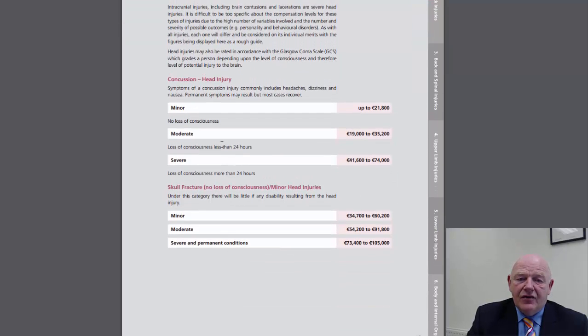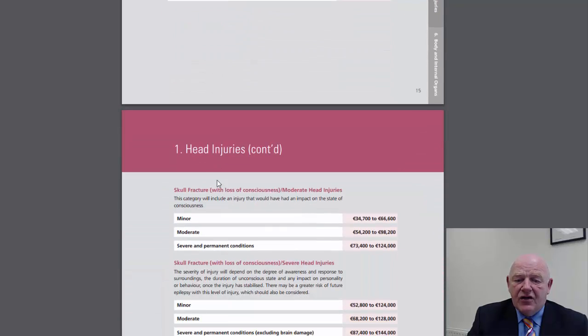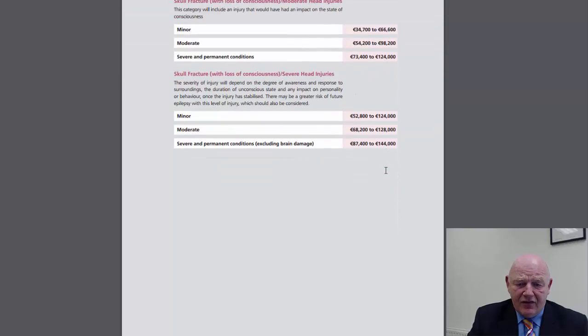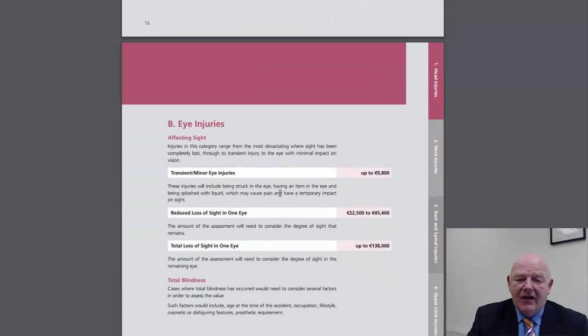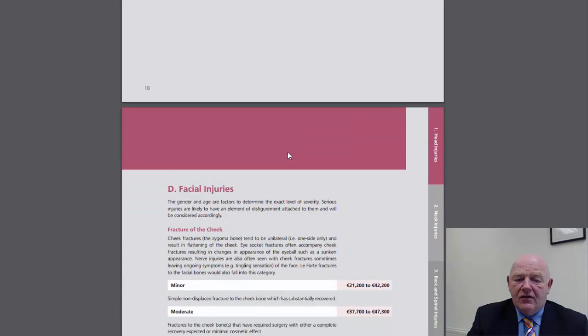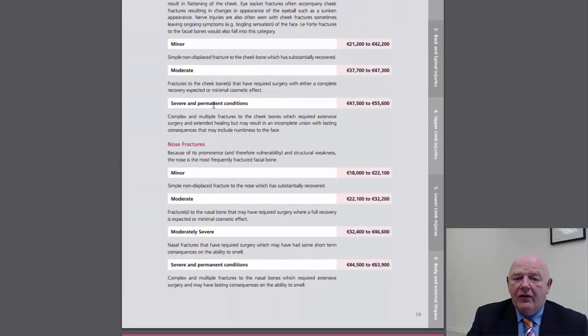And again, it goes through the various injuries that you can sustain in relation to your head, and you're looking at, as I say, different bands and different ranges. So you have a minor skull fracture, a moderate or a severe and permanent condition arising from a skull fracture, and you'll see that it can range from 34,700 to 66,000 for a minor skull fracture, from 73,000 to 124,000 for a severe and permanent condition arising from a skull fracture. The exact same principle applies through all of these assessments. So injuries affecting hearing and so on and so forth, facial injuries. So again, you have minor, moderate and severe and permanent, and the ranges then will be set out here.